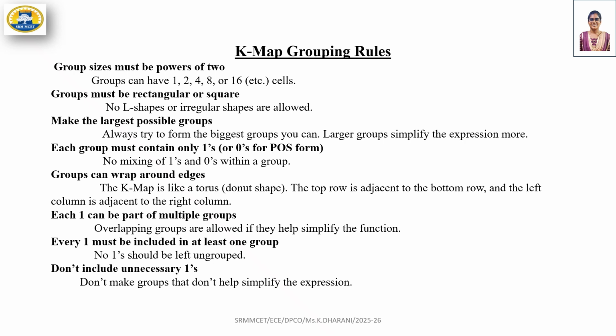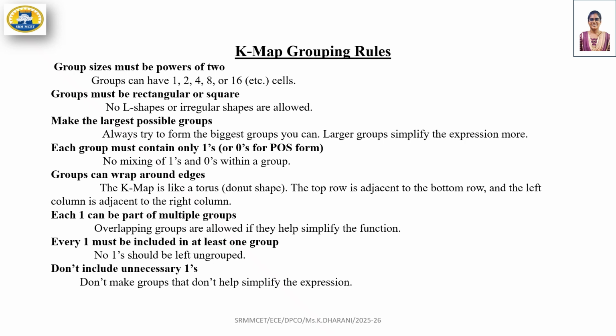We have to group top to bottom in rows, not the columns, and right to left in columns, and each group must include at least one. For the product of sums, each zero must be covered at least once. No overlapping groups are allowed unless it helps to simplify the expression. So we are not supposed to have any overlapping here, and you can avoid unnecessary groups that don't contribute to simplification, as we already know.